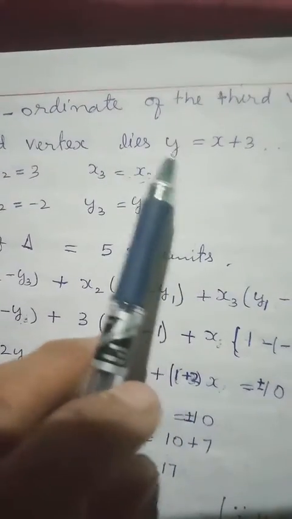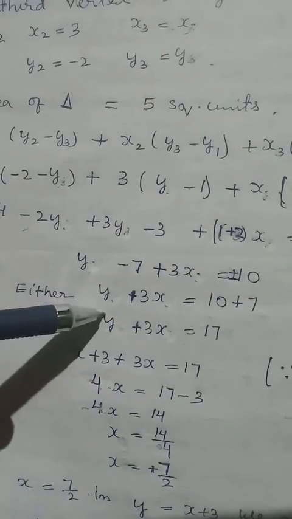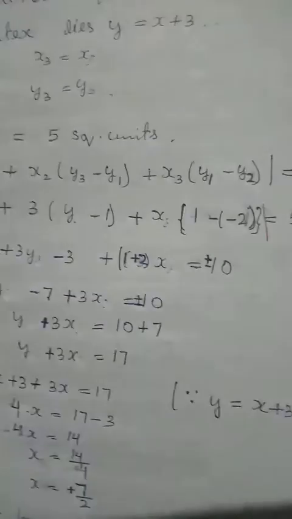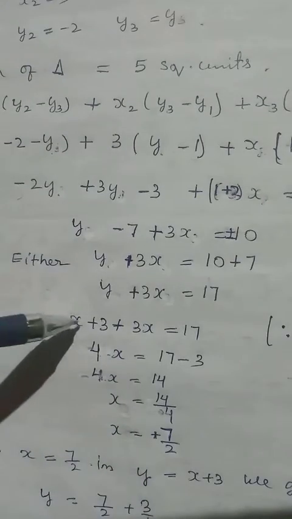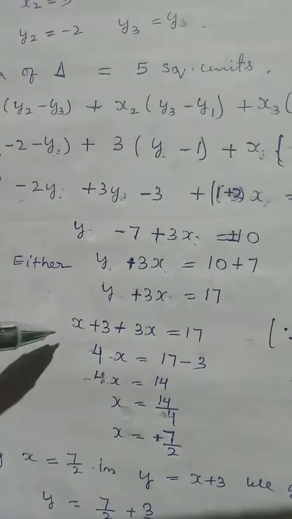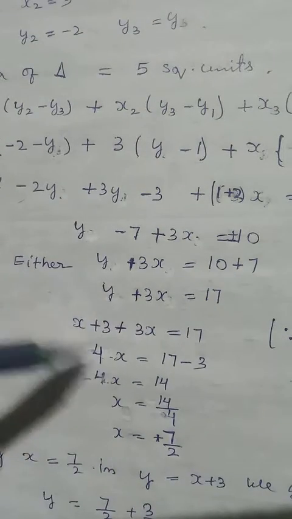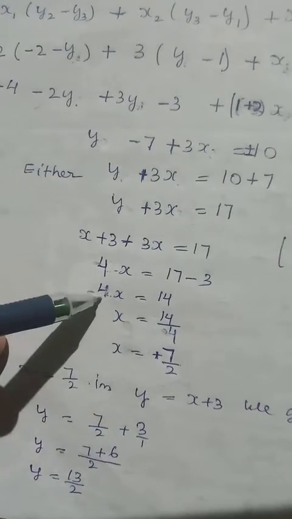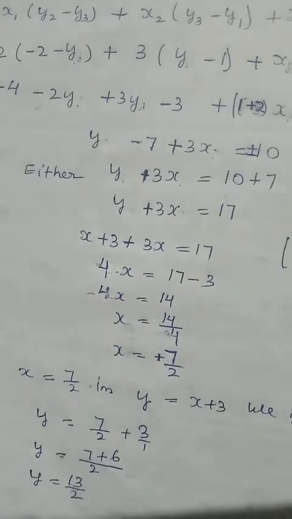Then they already say that the third vertex is y equal to x plus 3. So that means here in place of y, we can replace x plus 3. This one we get from the question. Okay, so now we can solve for x. This one has no x, we can transfer to the other side. So 3x plus 1x, 4x. So x will be 14 divided by 4. It will be equal to 7 by 2.